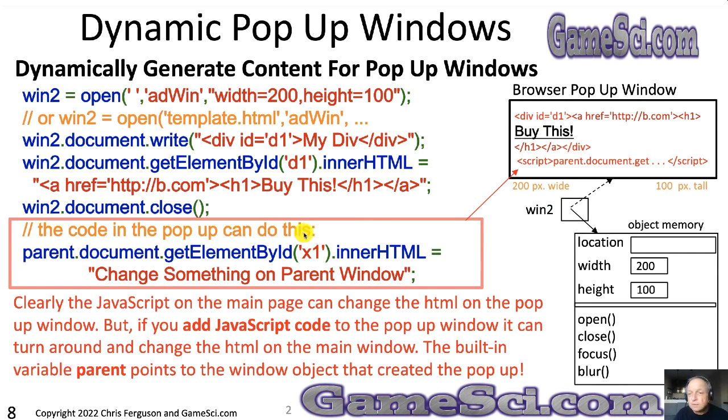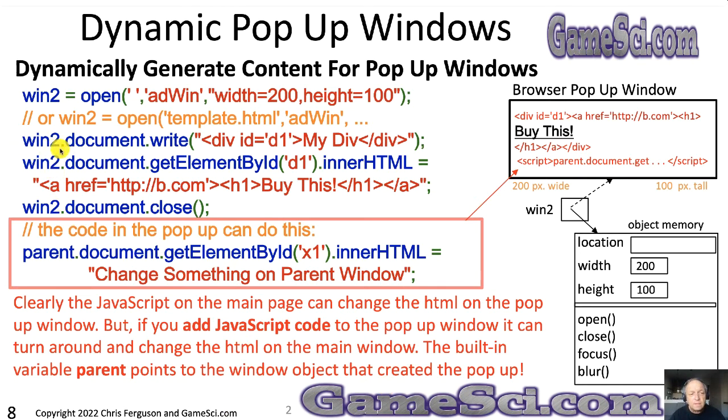The code in the pop-up can do this: parent.document.getElementById x1.innerHTML equals, change something on the parent window. The code inside the pop-up window can have a script tag, and that script tag can go out and change the parent window. Clearly, the JavaScript on the main page can change the HTML on the pop-up window. But if you add JavaScript code to the pop-up window, it can turn around and change the HTML on the main window. The built-in variable parent points to the window object that created the pop-up ad.